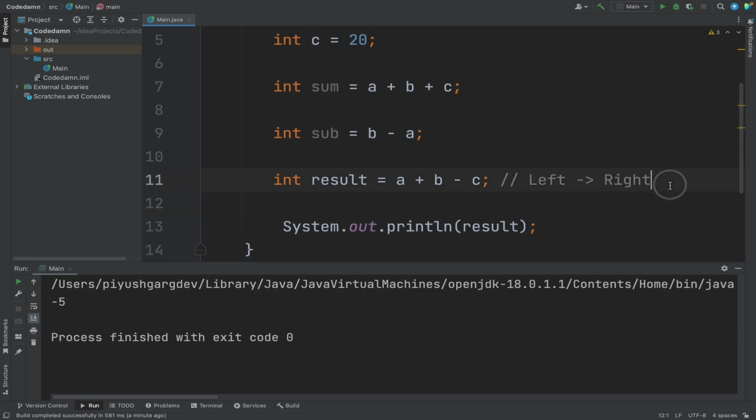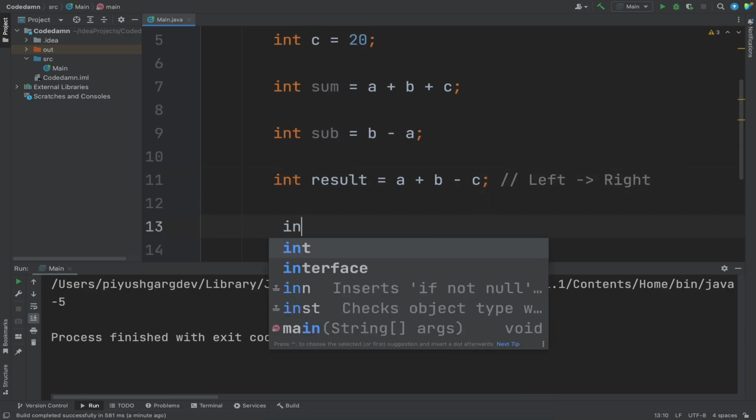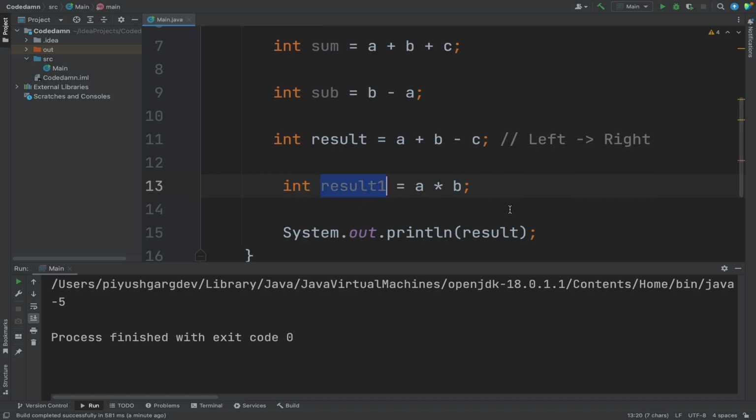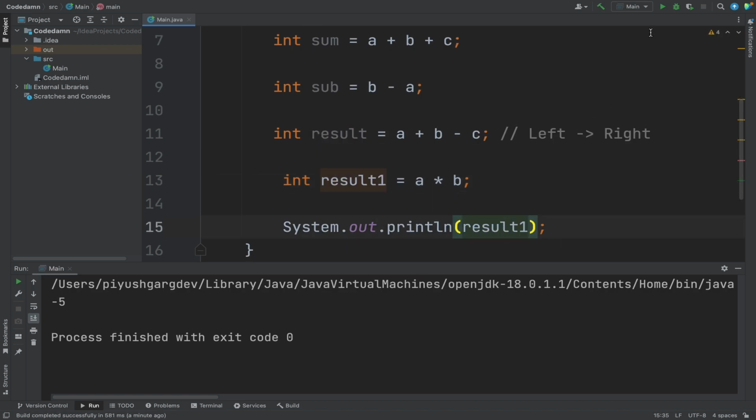Okay, similarly you can even multiply two numbers. Like I can say int, and let's make a variable result1. Okay, and I can say a into b. So we use this star symbol, this asterisk symbol, for multiplying two numbers. So what I can do, I can even System.out.println this particular variable.